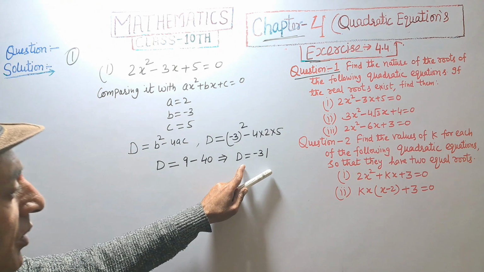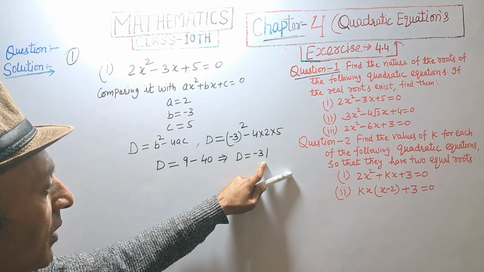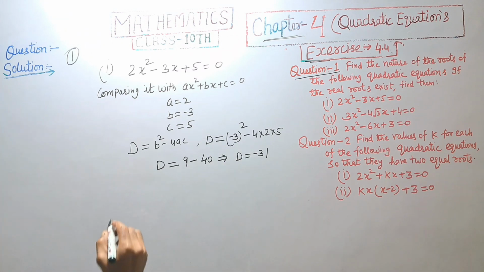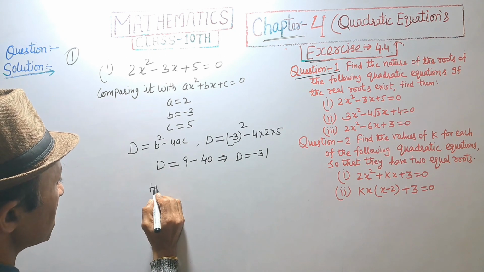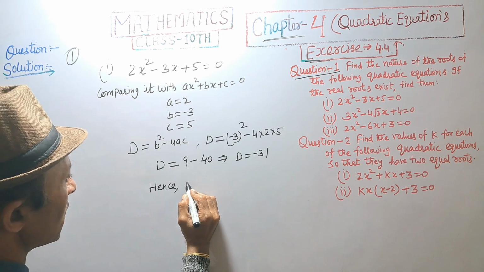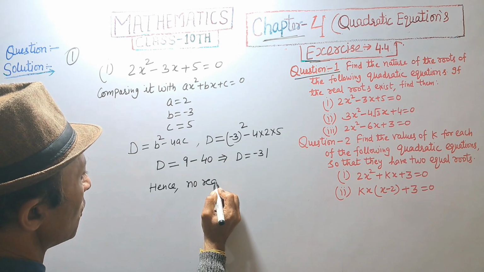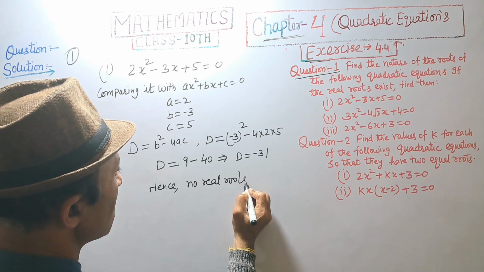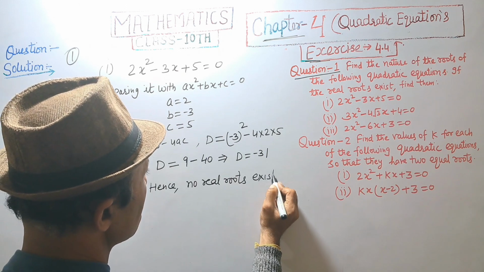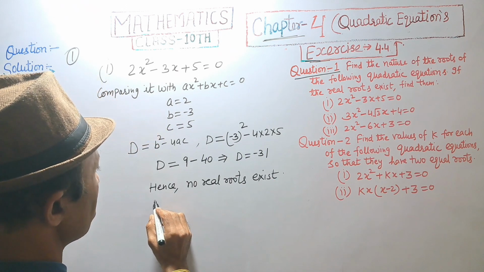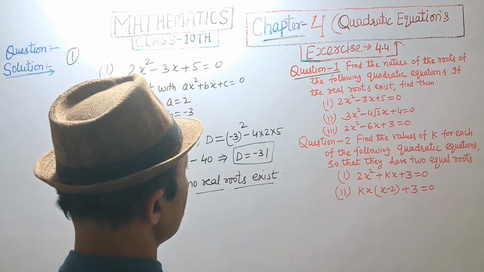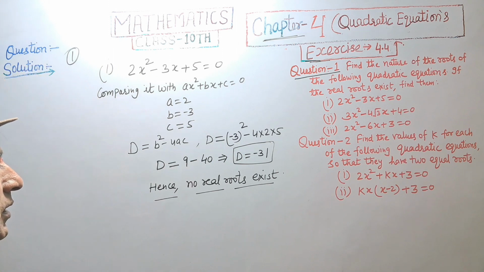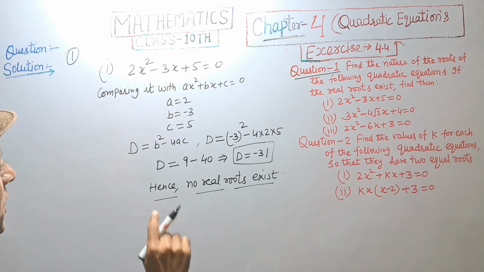If discriminant is negative, then real roots do not exist. Hence, no real roots exist. If discriminant is negative, then real root does not exist. Hence, no real root exists.